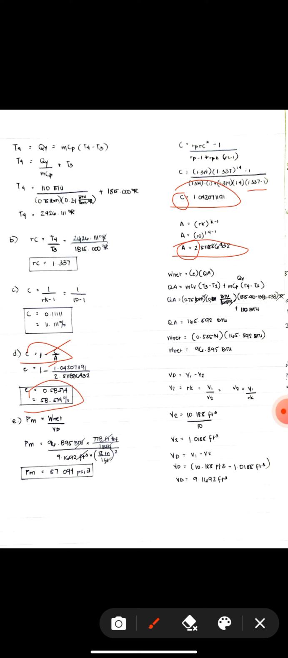So, kunin muna na natin yung ating W net. So, sa W net is equal siya sa E times QA.